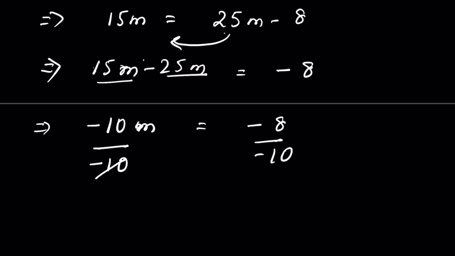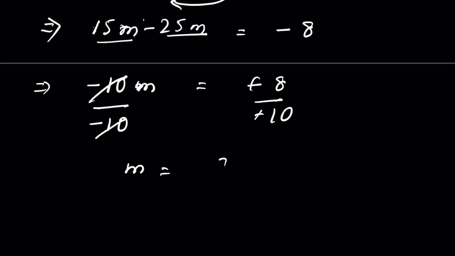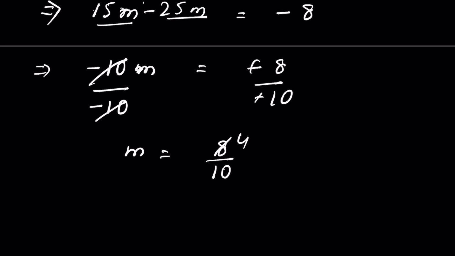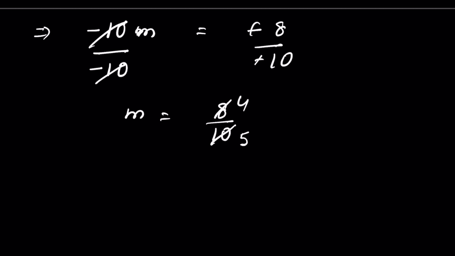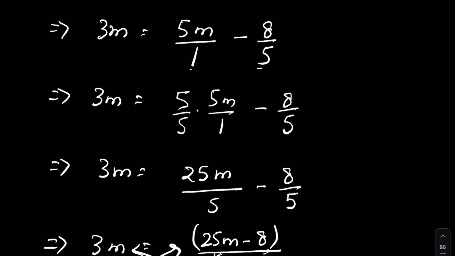So minus 10 and minus 10 gets cancelled. Here minus and minus becomes plus. So m is equal to 8 upon 10. Now you can reduce this fraction. 2 times 4 is 8 and 2 times 5 is 10. So m is equal to 4 upon 5. So this is one way of solving it step by step if you follow the long method.